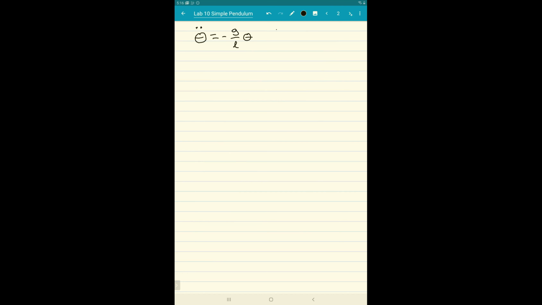Now, theta is a function of time, and what I'm going to do is guess what f of t is. Now, we have some function. This is a guess, but there's also other ways to do this. If you took a differential equations class, this would be solving a second order differential equation. I forget the method you want to use here, but we're not going to do that right now.